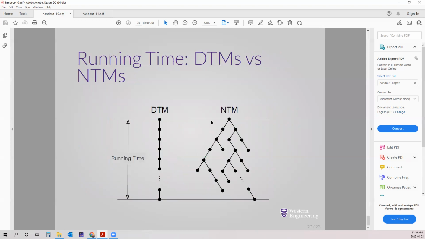So here the running time, if it's deterministic, we have one path. If it's non-deterministic, I can go to this path, this path, this path. So I have to calculate the complexity of all possible paths that the program might follow.